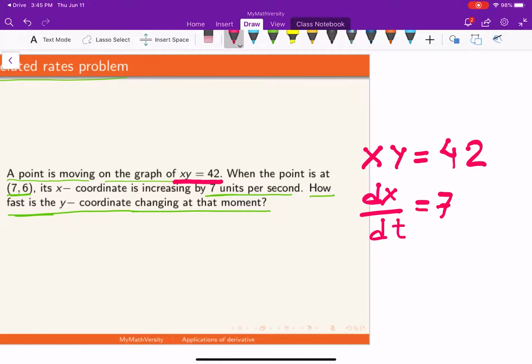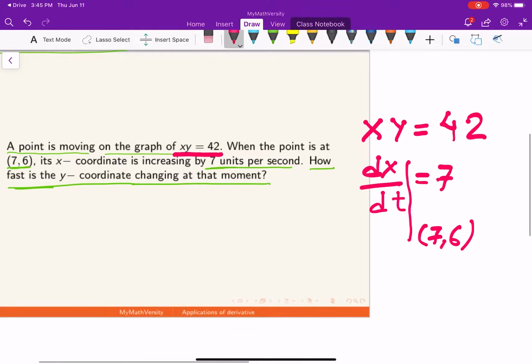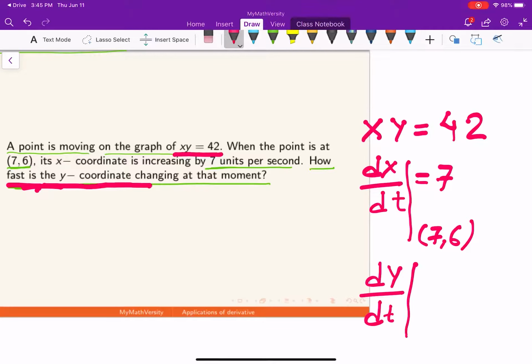But it's not always like that. This is true only when the moving point is at this location, 7 comma 6. So that is also given. The question here is how fast. That means you need to figure out the rate of change of the y coordinate at that moment. So the question is to find the rate of change of y with respect to t when the moving point is exactly at 7 comma 6. So this is the question.